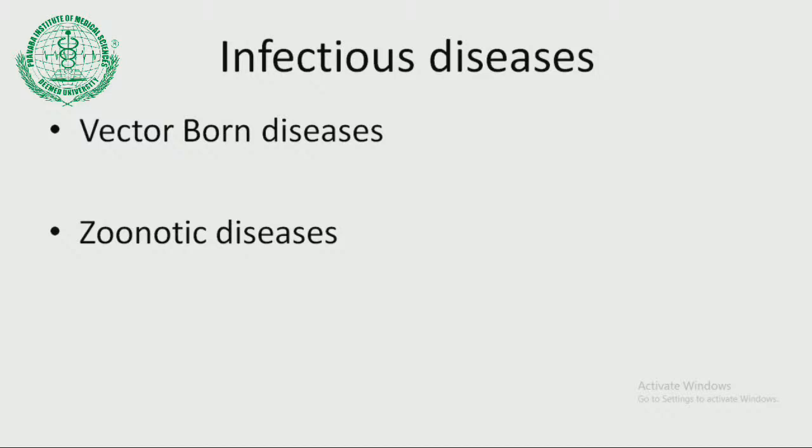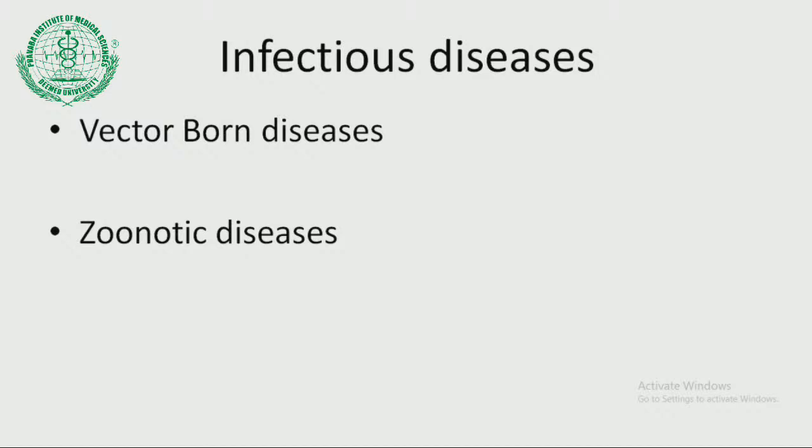Like for example, malaria or dengue is a vector-borne disease. It is transmitted by mosquitoes. So dengue is not present in animal population. It is present only in human beings. So dengue is not a zoonotic disease. It is a vector-borne disease.